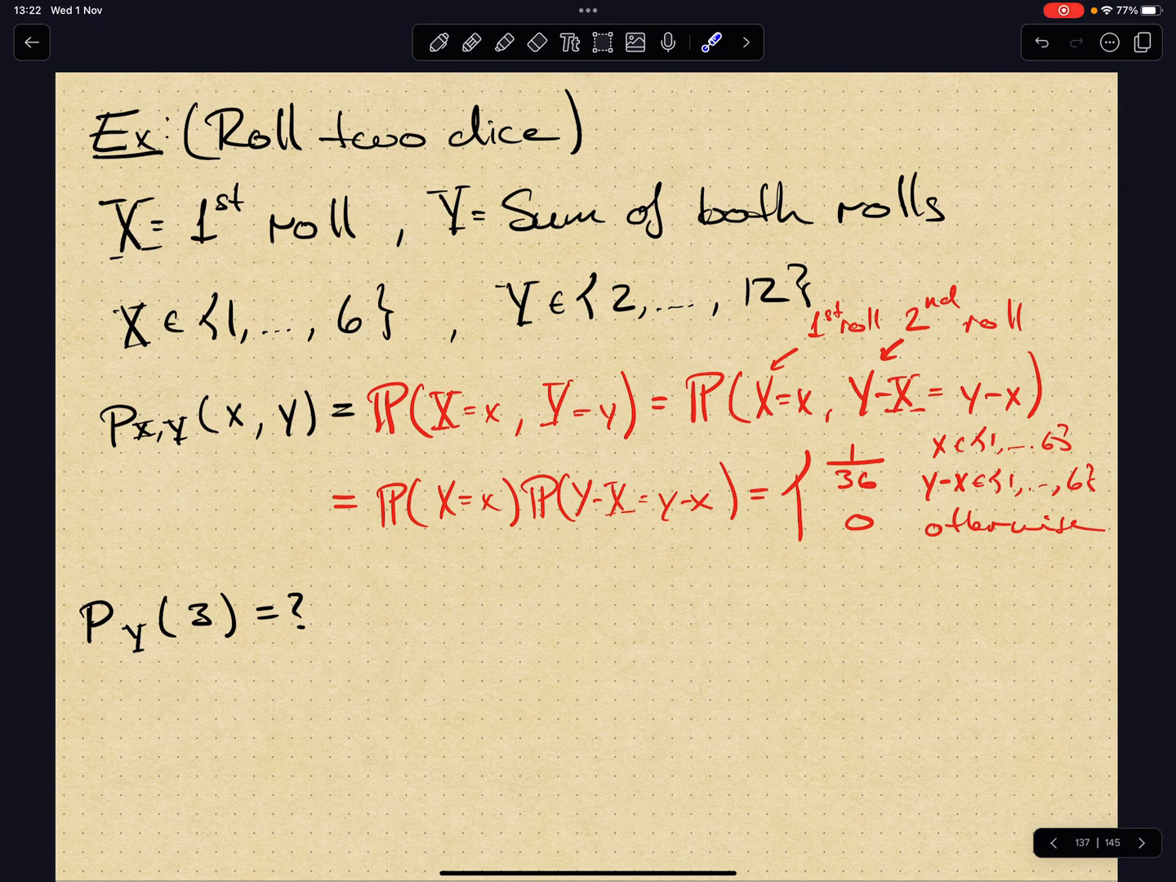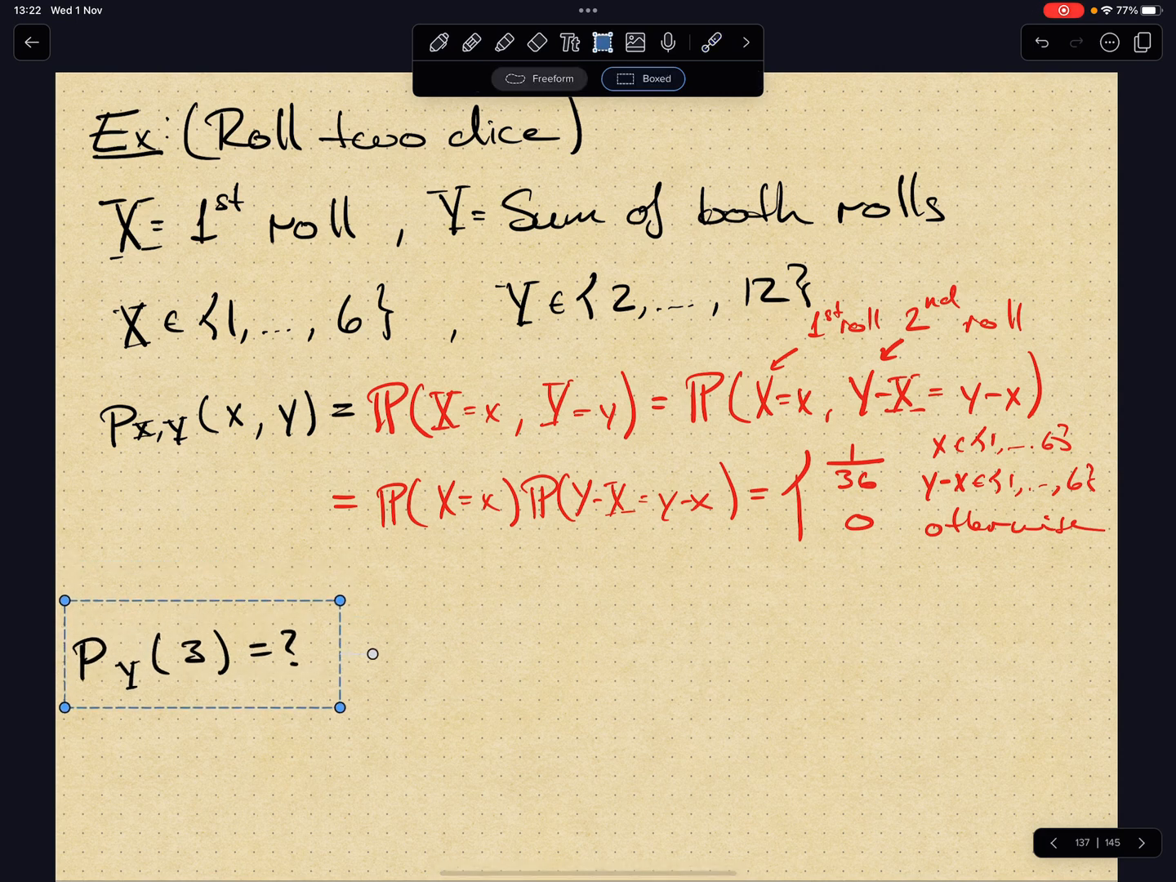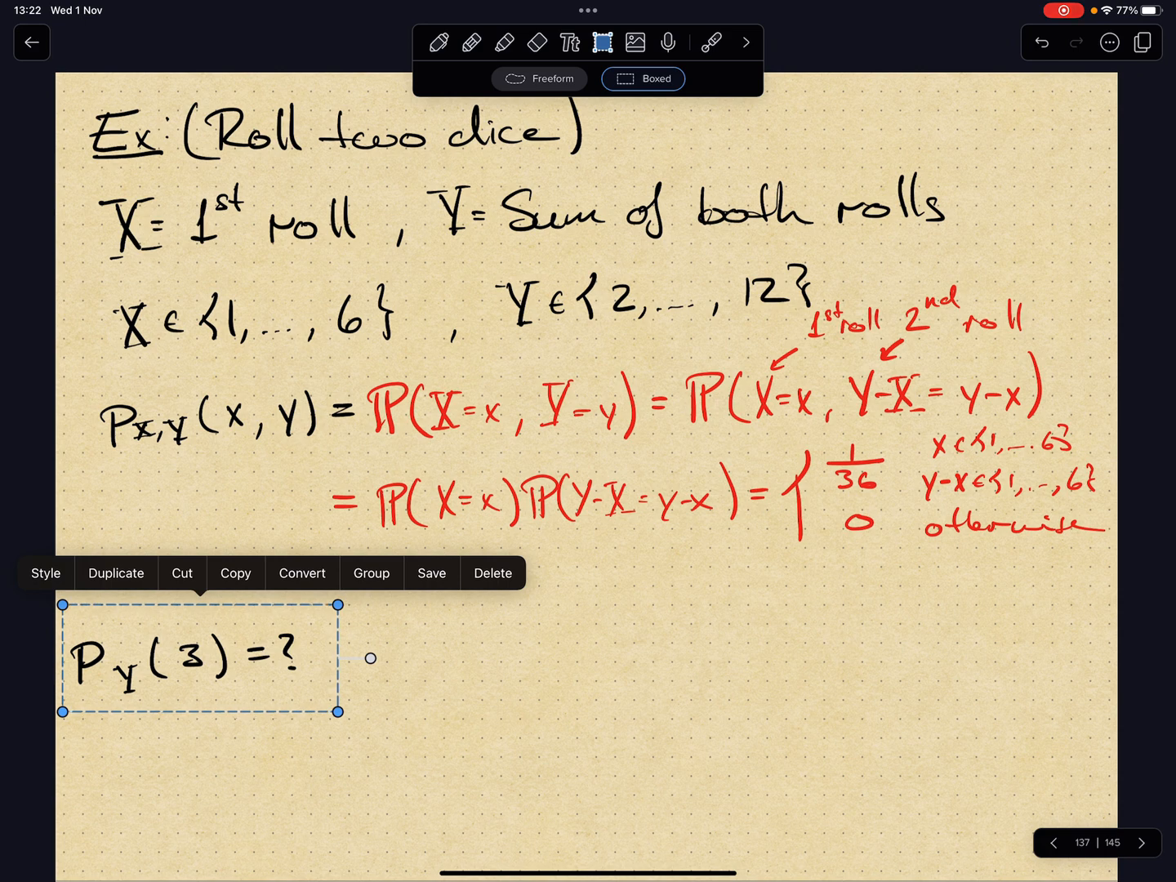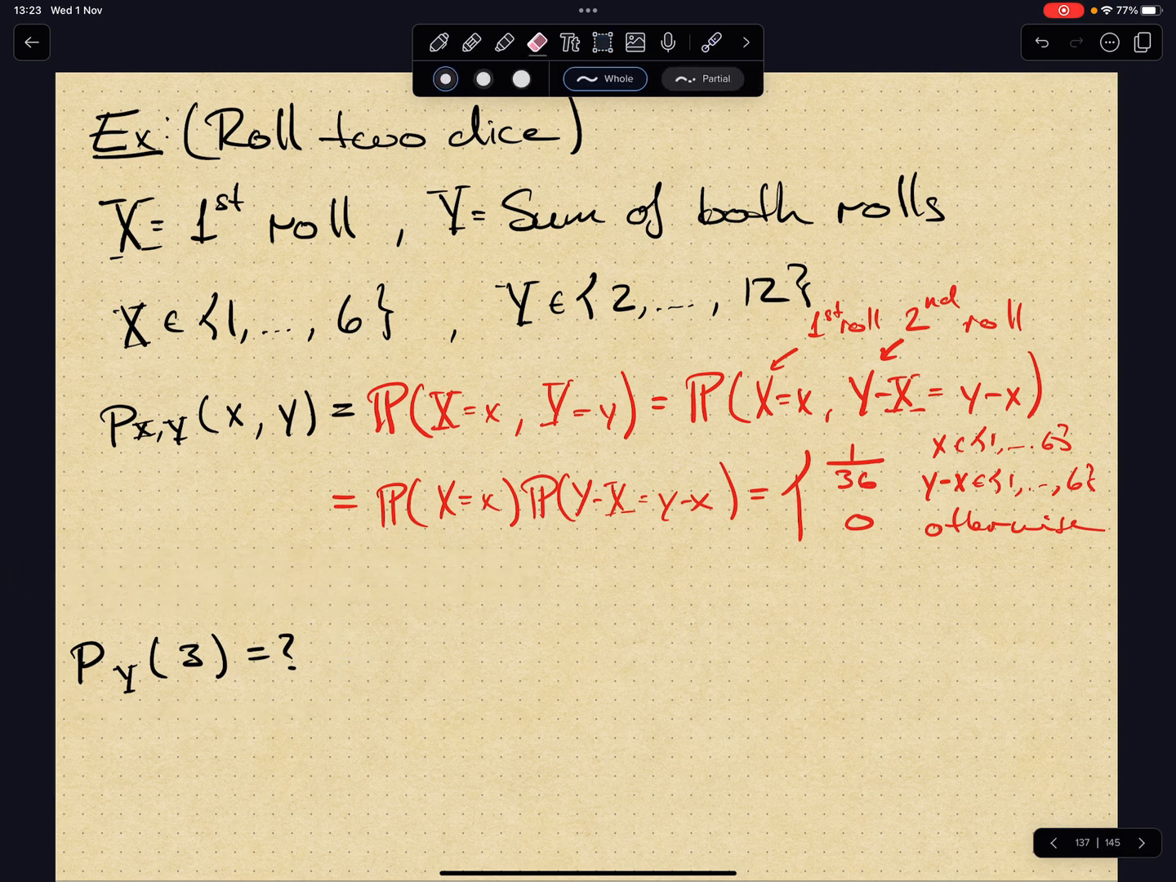So let's continue, and now we have this joint probability mass function. Using the marginal procedure from the previous slide, we should be able to forget about the information of x and compute the probability that the sum is equal to 3. So this really is just the probability that y is equal to 3.